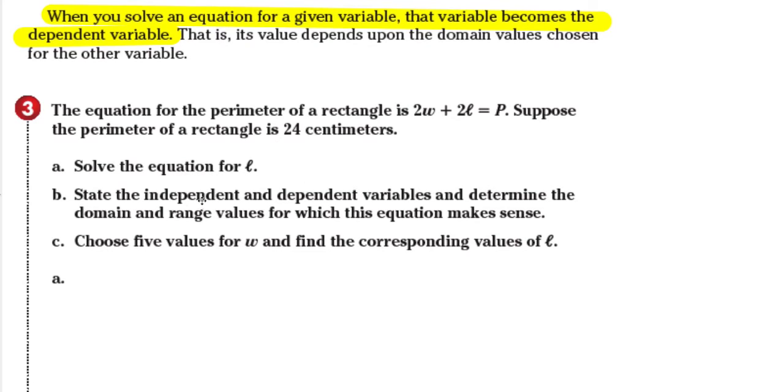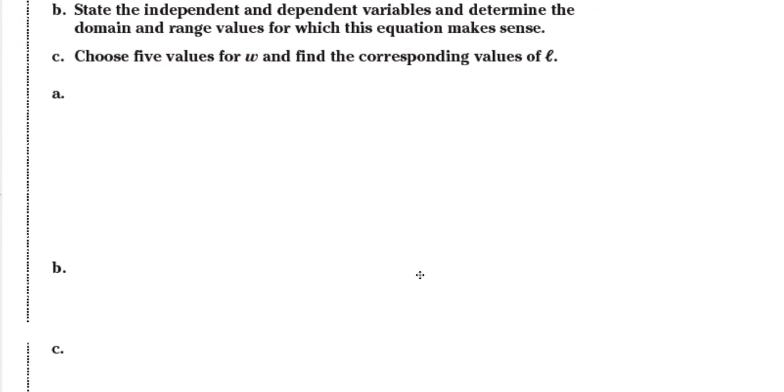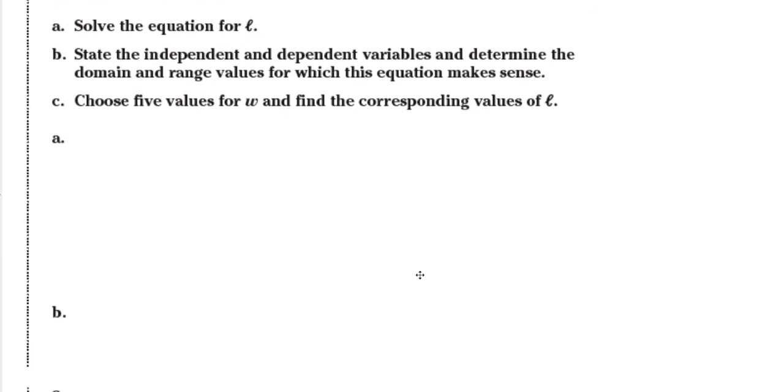State the independent and dependent variables and determine the domain and range values for which this equation makes sense. Then choose 5 values for W and find the corresponding values for L. Let's do this one at a time. Let's do letter A. It's saying solve the equation for L.